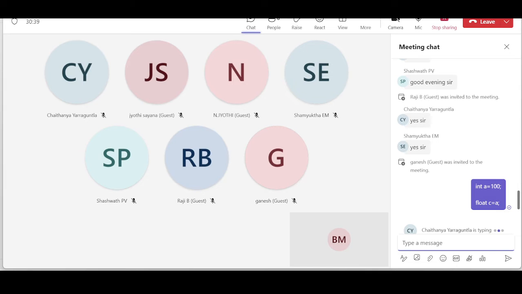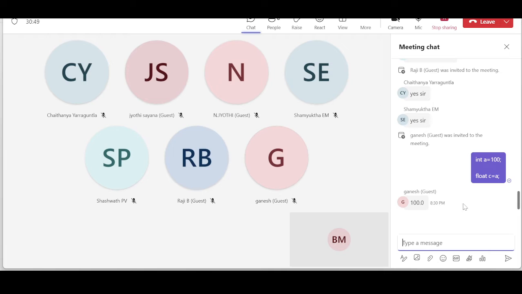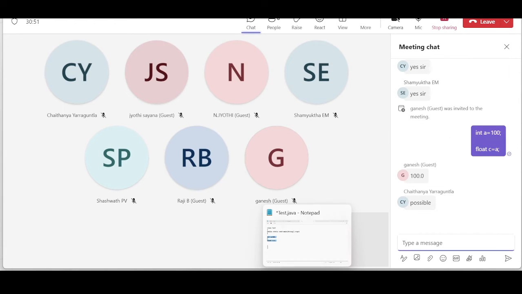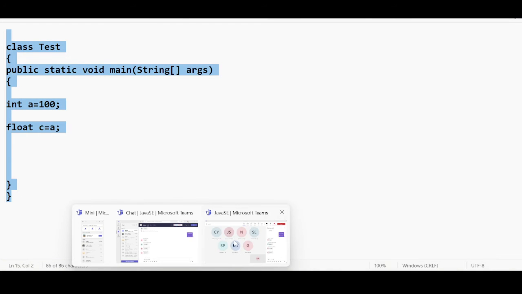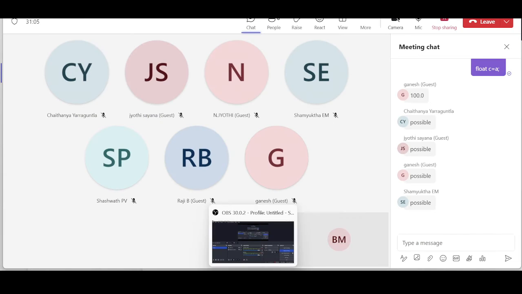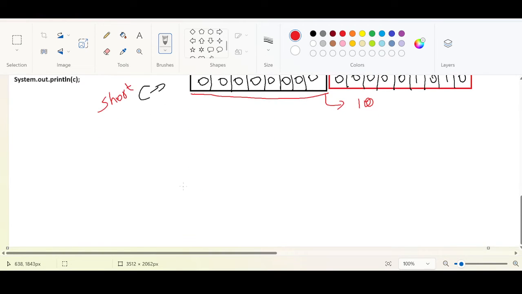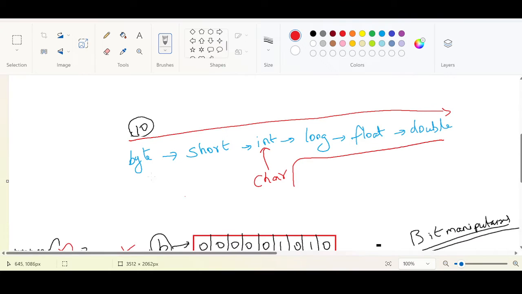Ganesh, Ashwant, Samyukta, Jyoti 1, Jyoti 2, Chaitanya, Raji. No, you will not get any answer, guys. Possible or not possible? Why no answer will be printed in the console? Because I am not using any System.out.println statement. Right? So let me take this example once again. So this is the chart. Yes or no? Byte, short, integer, long.